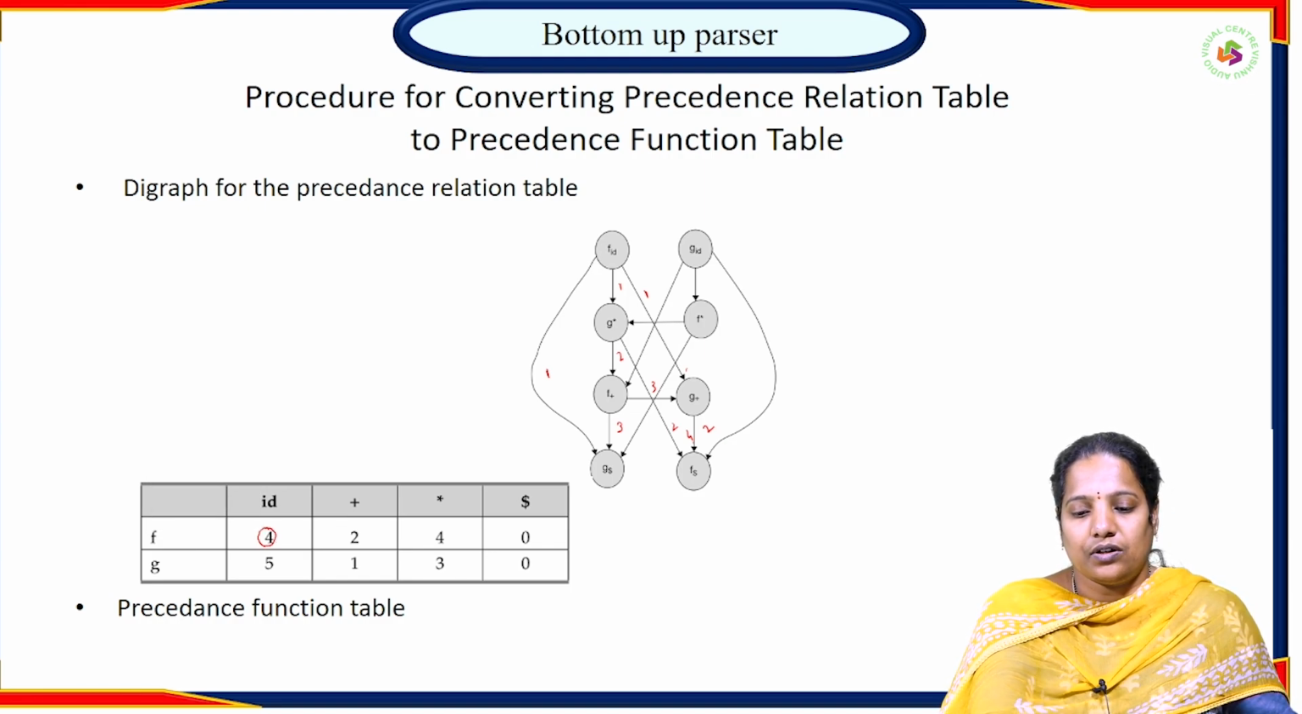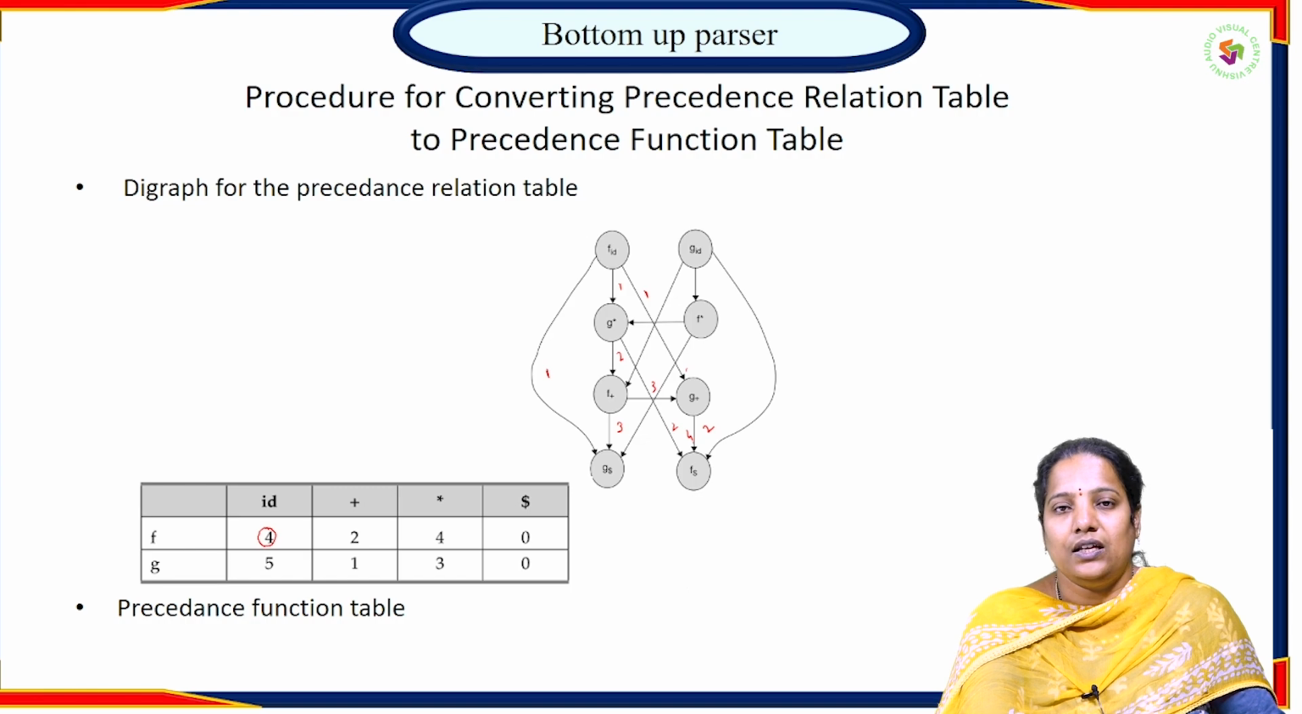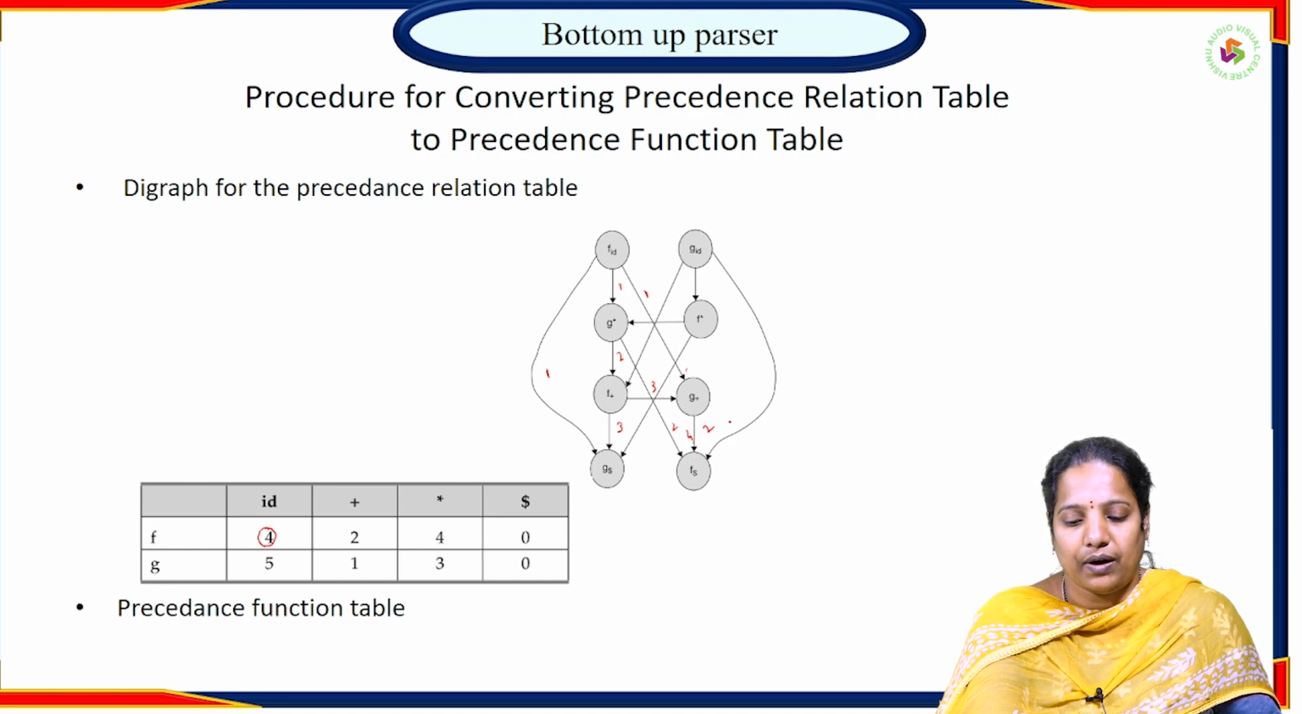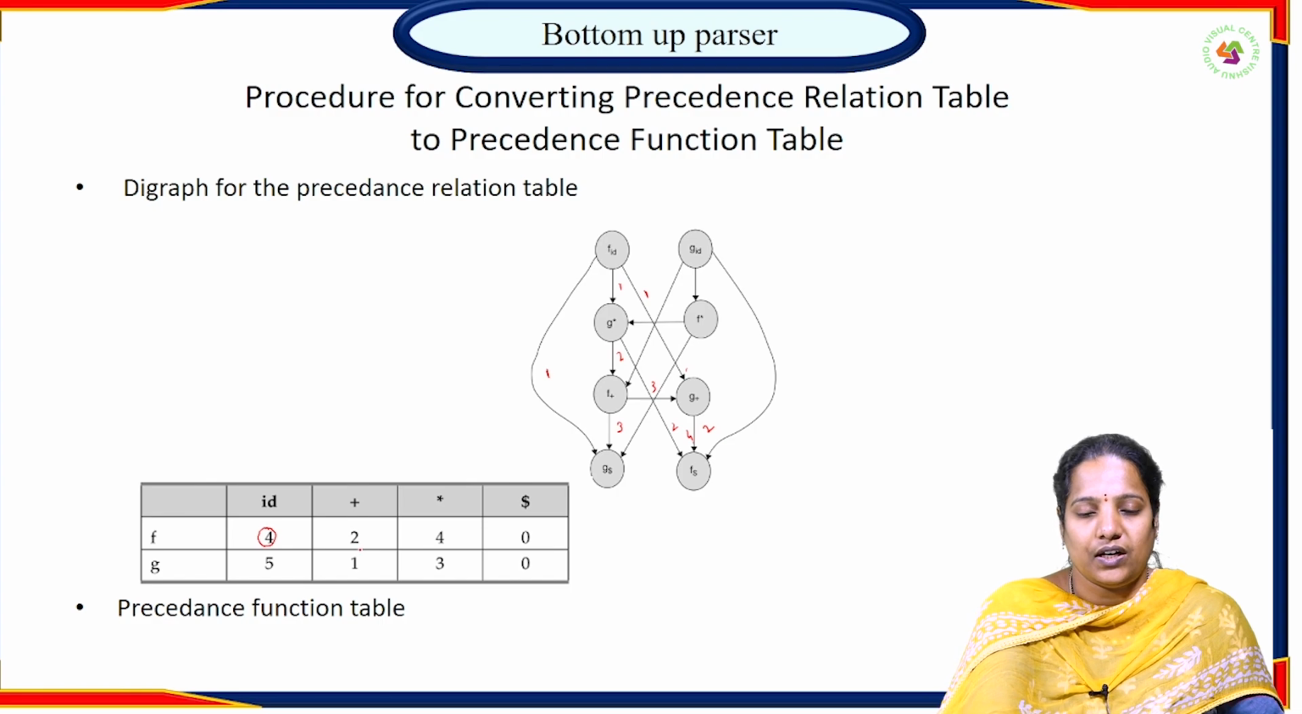Next we need to repeat the procedure for the remaining vertices also. What is the next vertex? F plus. Then we need to find the length from F plus to any dollar. Direct dollar is only 1. And from F plus to G plus to G dollar, the length is 2. We have only 2 possible lengths, and the maximum length path has length 2, that we need to enter here. Repeat the process for F star, F dollar, G star, G dollar. Every symbol we need to repeat, and we will get the entries like this.